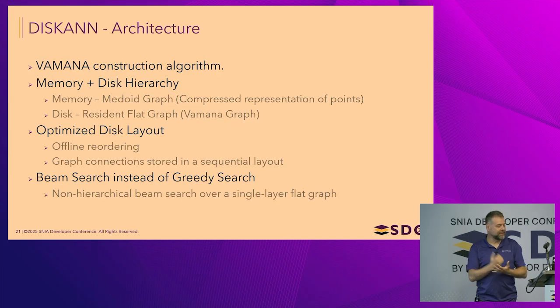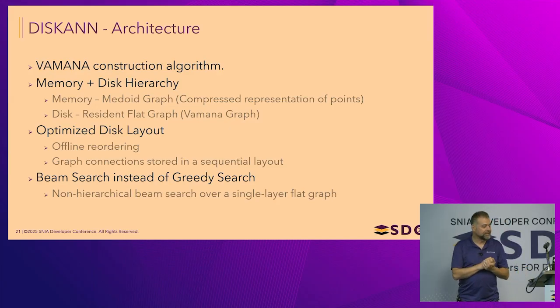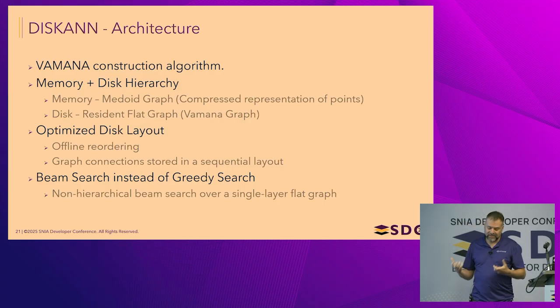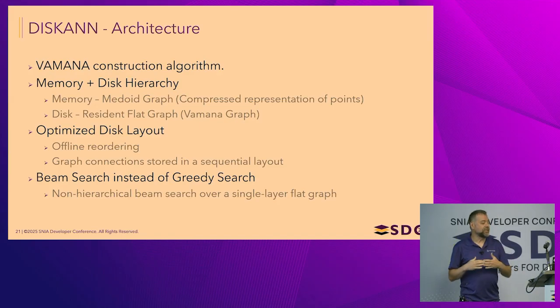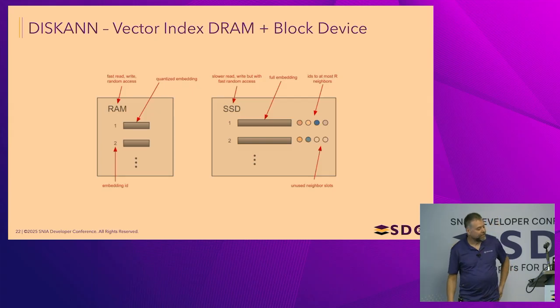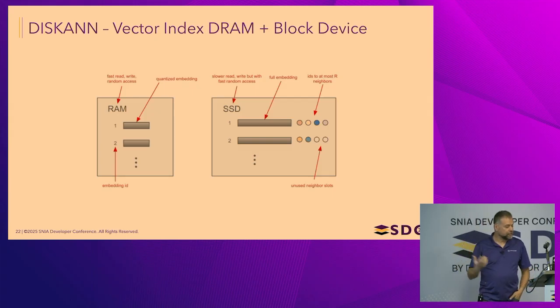Other points of the disk is we have offline reordering, and the graph connections are in sequential layout, which we kind of touched base on. And the type of search in the disk, instead of being a greedy search, is a beam-type search, which is non-hierarchical over a single flat layer, which basically comes back to the point: let's not do any unnecessary trips to my disk. So another way to represent that, right?